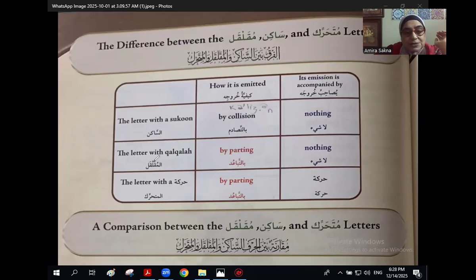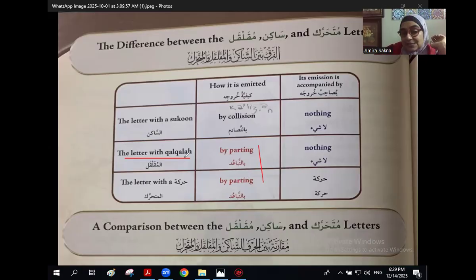We'll start from the letter with the qalqala, because this is our lesson, my dear sisters. When we talk about this letter and we want to make a comparison between it and the letter with the haraka, which we explained, regarding the letter with a qalqala and the letter with a haraka or with a short vowel, they are sharing one point, which is that both are emitted by parting the two components of the articulating points.